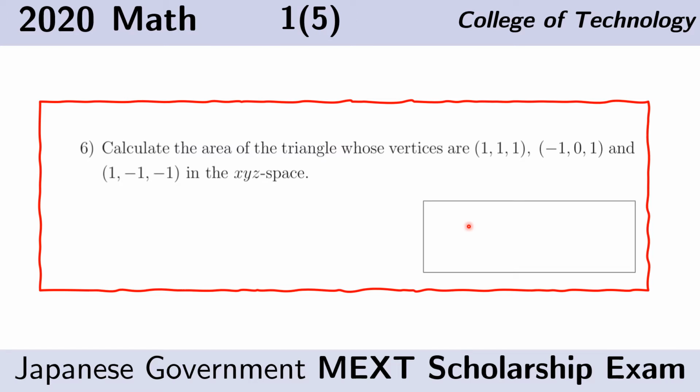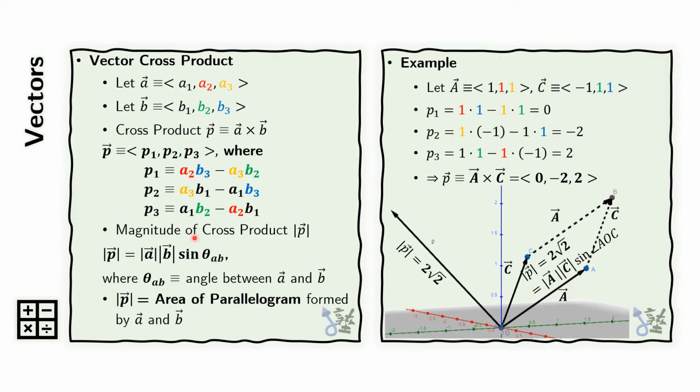And so what we need to do to solve this is just find two vectors. Any two combinations of these vertices would correspond to those two vectors, and then we assume that we have a parallelogram from those two vectors and just take 1/2 of that area of that parallelogram, and there we will have the area of our triangle.